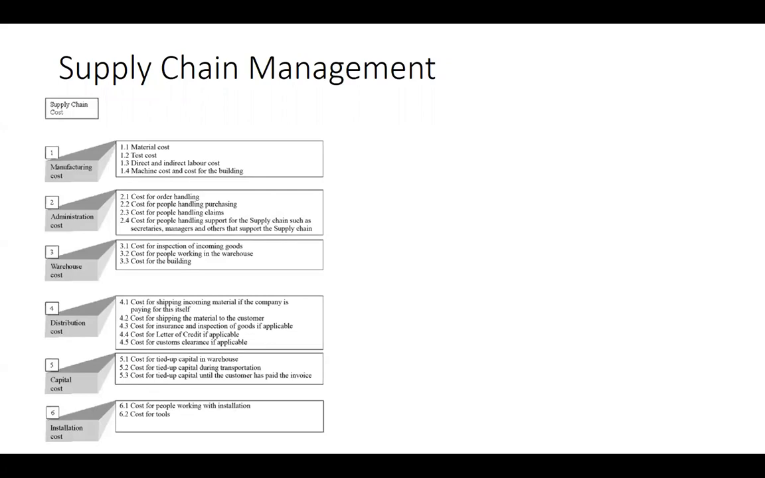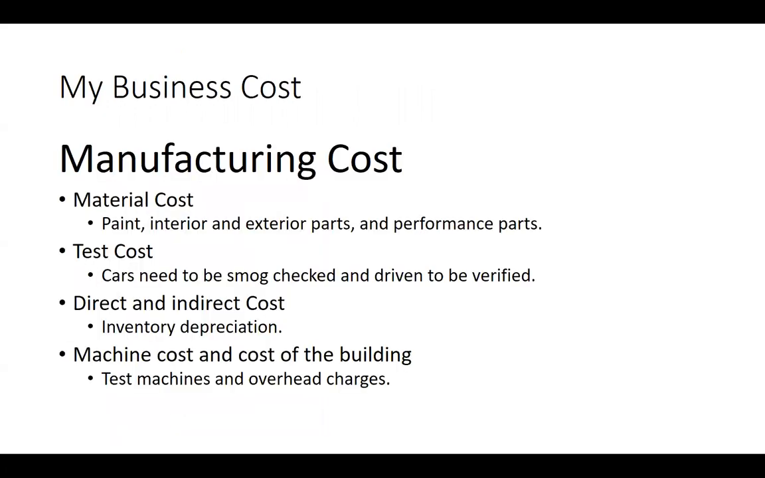Listed above are the possible supply chain costs my company would face, and these here are what it will consist of. As I mentioned before, I will mainly focus on manufacturing costs for time purposes. The areas would be material costs, test costs, direct and indirect costs, machine costs, and cost of building.